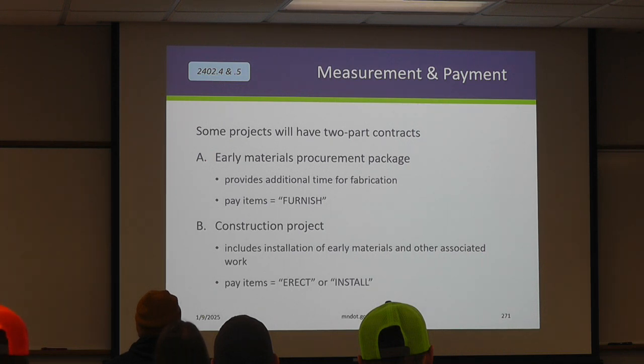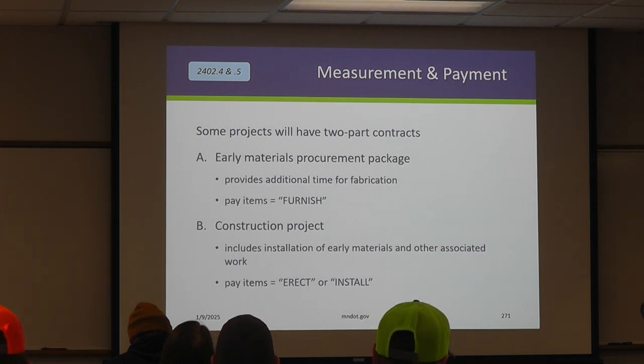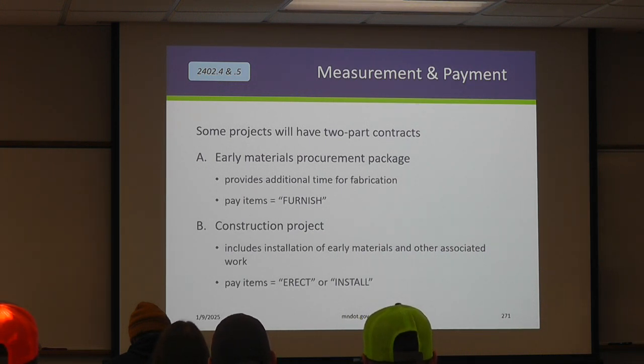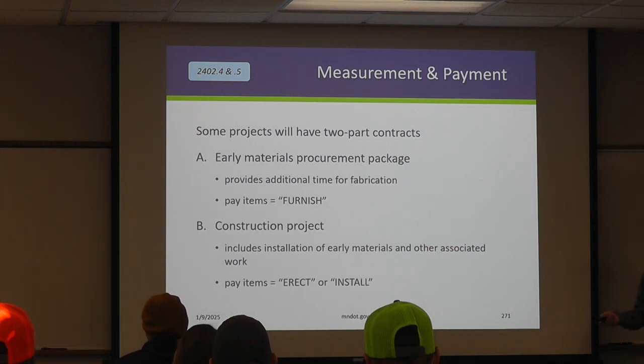Because of those long lead times, sometimes the state, or the owner, will have two separate contracts. We'll have an early materials contract, and then we'll have a construction project. And so this is where your pay items will delineate some. If it's an early procurement, it'll be a contract to furnish. And that's going to pay for the fabrication and the shipping to some site. We've had jobs where it's gone to a MnDOT truck station because we know they're not going to be far enough along on the bigger construction projects. So you'll have a furnished pay item, and then you would have an erect or install pay item because you get two different contractors working on two different contracts. So be mindful of this.